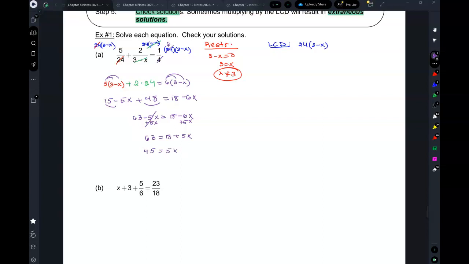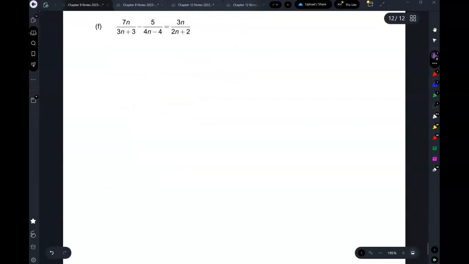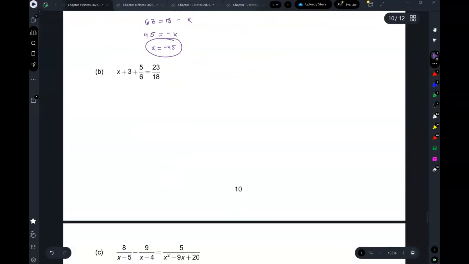Sorry, it's minus x. Negative 6 was, yeah, it's minus x. So then x is negative 45. Now, is that answer one of the restrictions? No. So we're good. All right, so let's do another one.